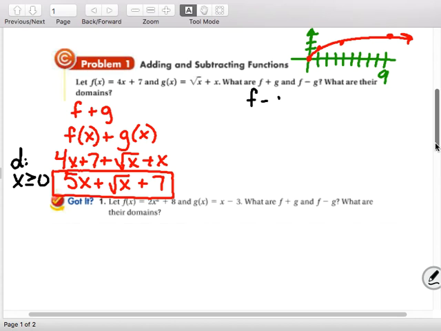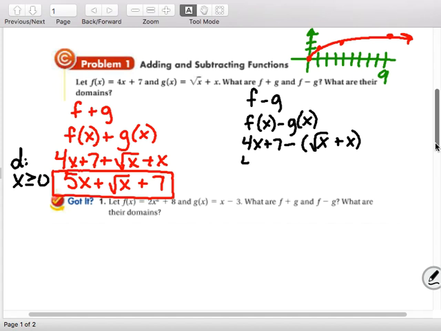All right, now, f minus g. This is the way we say f of x minus g of x. F of x is 4x plus 7 minus. You need to get in the habit of putting a parenthesis around that second function that you're subtracting, because I have to distribute the minus sign. If you fail to put the parenthesis, there's a high probability that you're going to forget to distribute your minus sign. Then I am going to collect like terms, and I get 3x minus the square root of x plus 7.